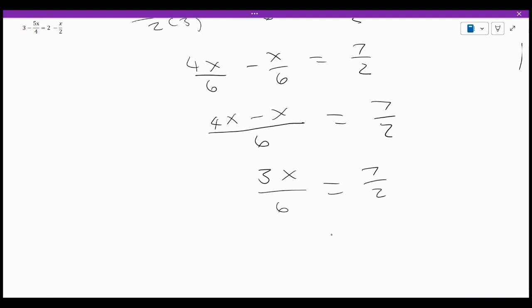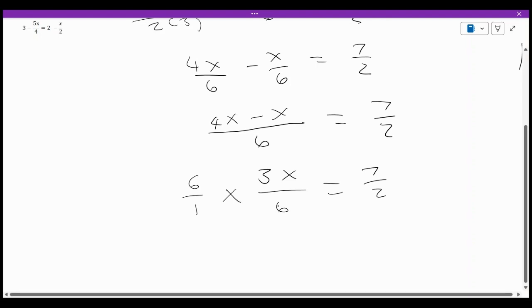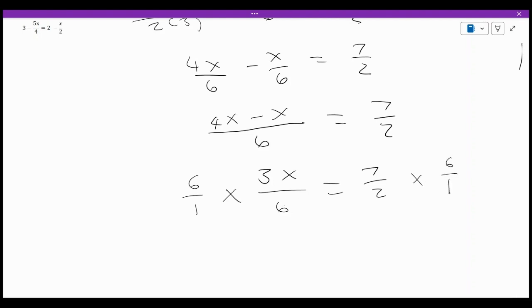Now, what do we see here? We see that we're dividing by 6. Therefore, the only way to remove the 6 is by multiplying by 6, right? The 6 is dividing. Therefore, the only way to get rid of it is multiplying by 6. We do on one side, we do on the other. So multiply 6 on the other side as well.